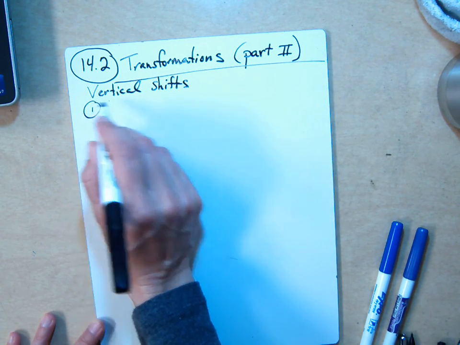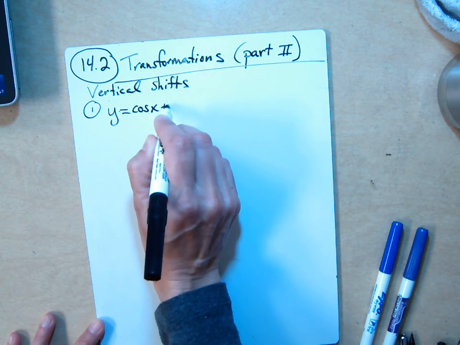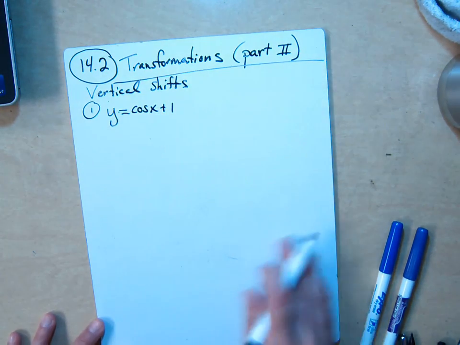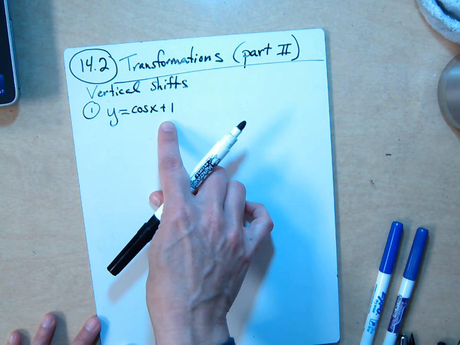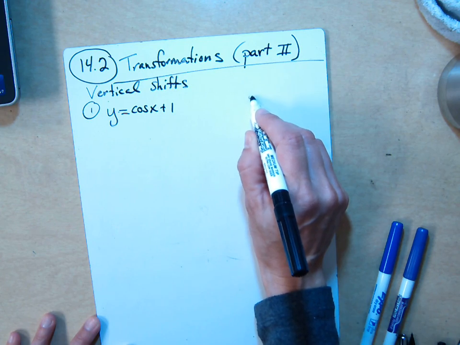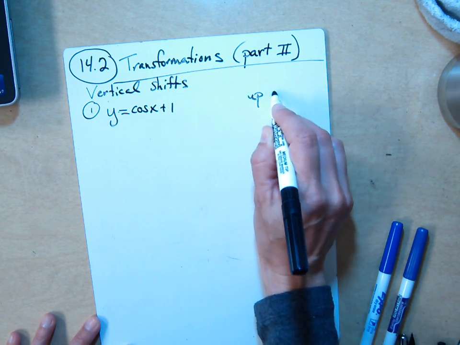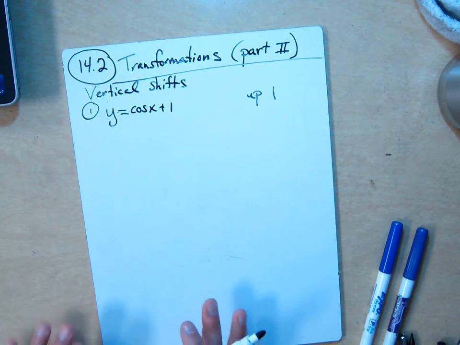First example is going to be y equals cosine x plus 1. So if you compare to the original equation, y equals a sine b x minus c plus d, the d is 1, so this means we move it up 1. So it's a shift up 1. That's it. So we are going to graph this.